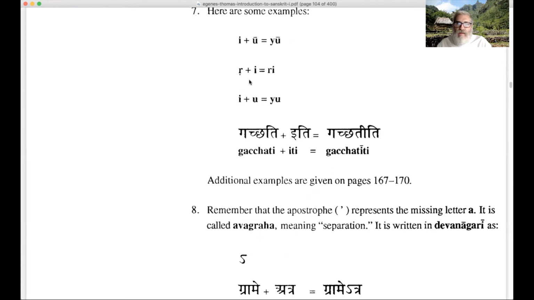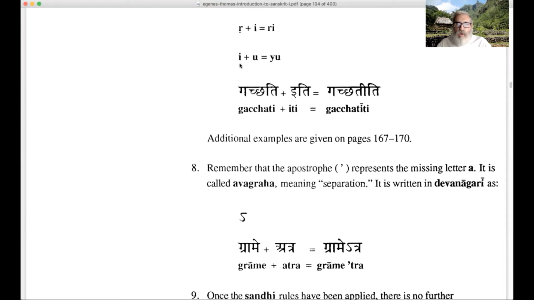Same thing here. We have ri and I. Ri plus I becomes R and I. This ri, which is a vowel, becomes the letter R, which is called repha in Sanskrit. It's a consonant. What kind of consonant is it? It's a semivowel. So this vowel becomes a semivowel. Okay, so again we have short I and short U, which becomes YU again. So the I becomes a Y semivowel. The vowel becomes a semivowel.